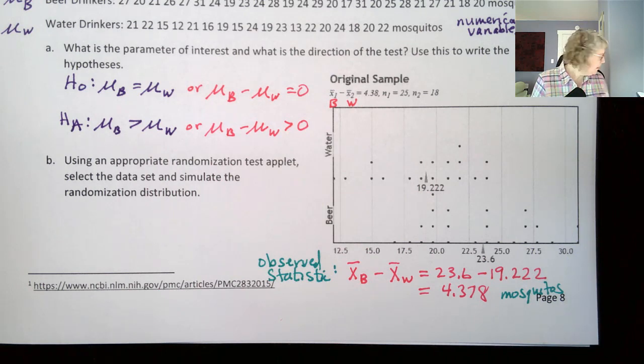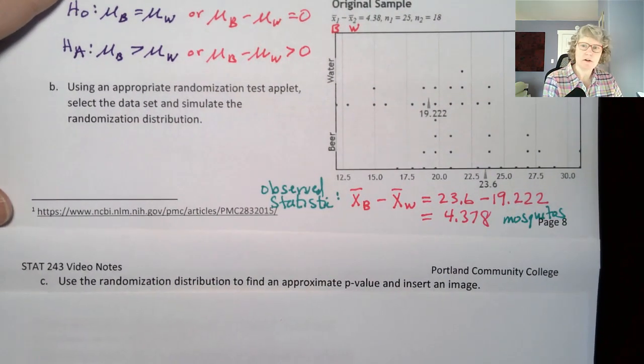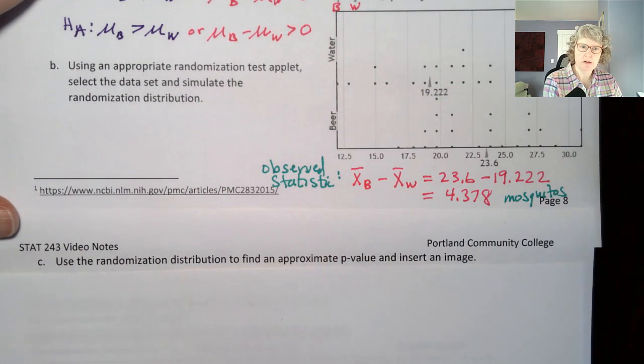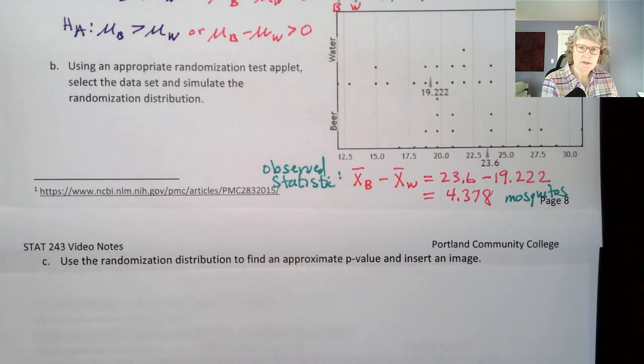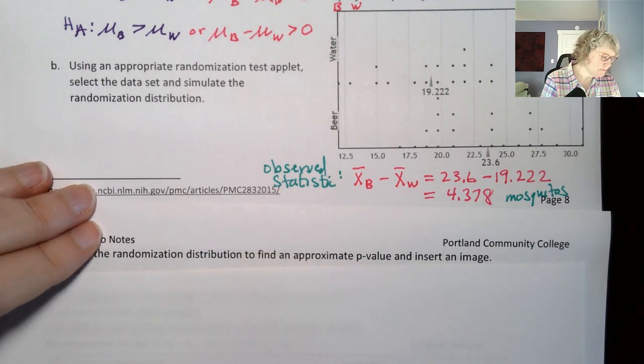Okay, well, let me get my next page here. And we're going to go, it says, there's the link to the article, and I put it in D2L for you as well. Use the randomization distribution to find an approximate p-value and insert an image. Okay, remember it says approximate p-value because we're doing a simulation.